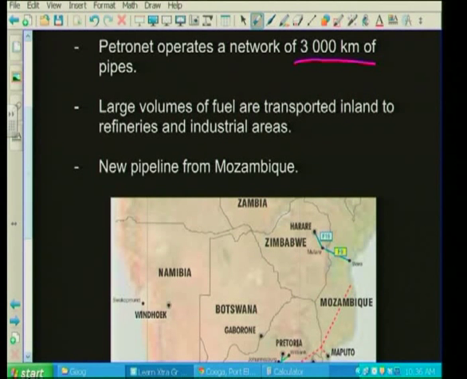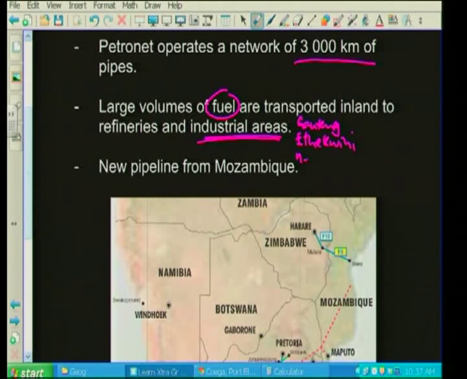Large volumes of fuel are transported. We're talking here about coal, oil and gas are transported inland to the refineries and industrial areas. We remember we spoke about those the last time. The Gauteng, which is also known as PWV area, Pretoria Witwatersrandvereniging. Then the eThekwini or Durban, which we spoke about in last lesson as well. Pinetown, Durban Pinetown region, now called eThekwini Economic Hub or Zone.